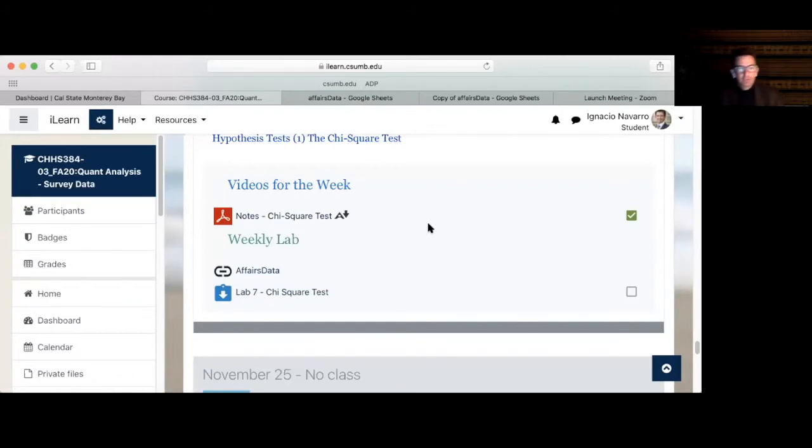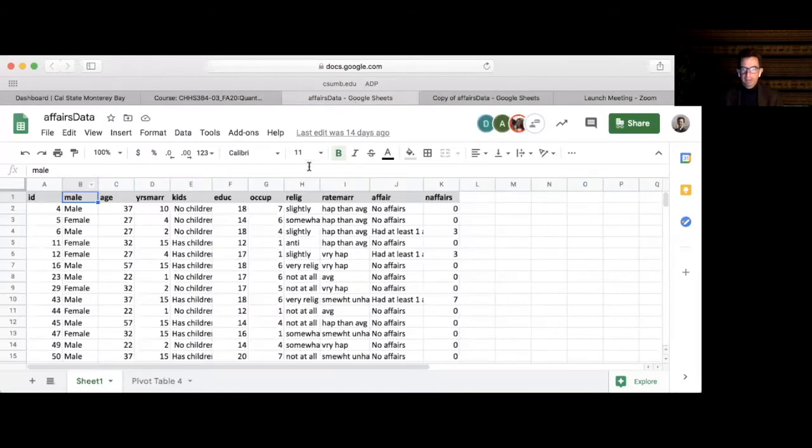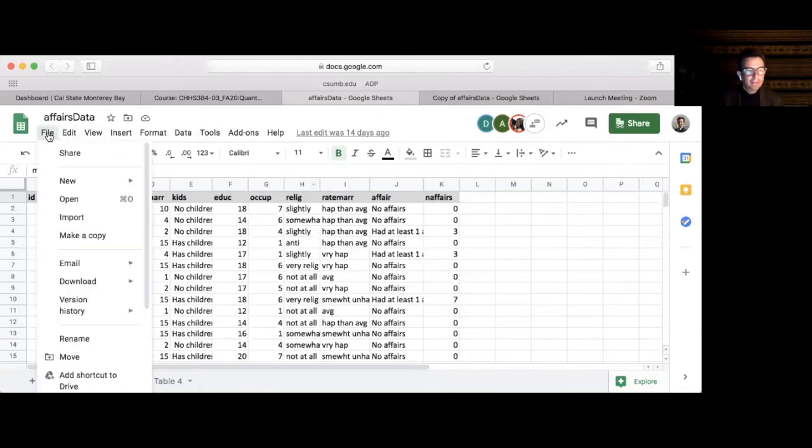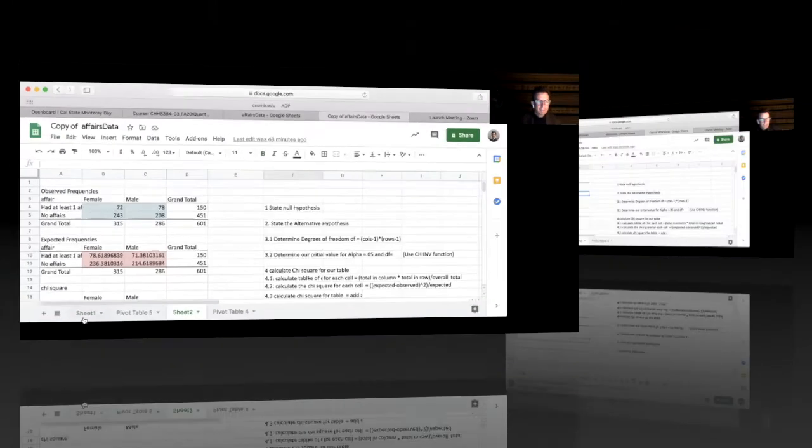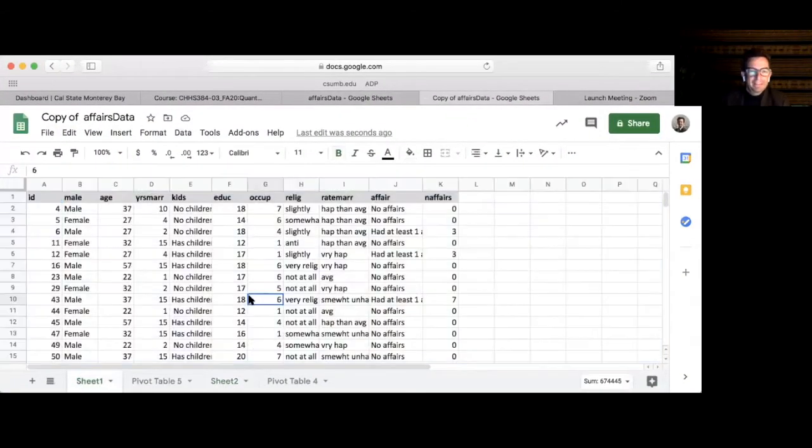Okay, so the first thing I'm going to do is open this affairs data, and it looks like this. I see many of you are there. You're not going to be able to edit this though. So what you're going to do is go to File, and then make a copy, and then you're going to be able to work on it. It will look something like this, right?